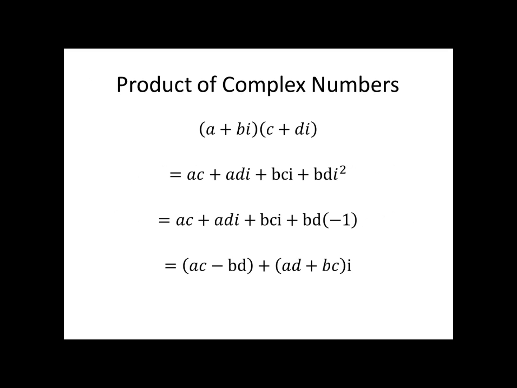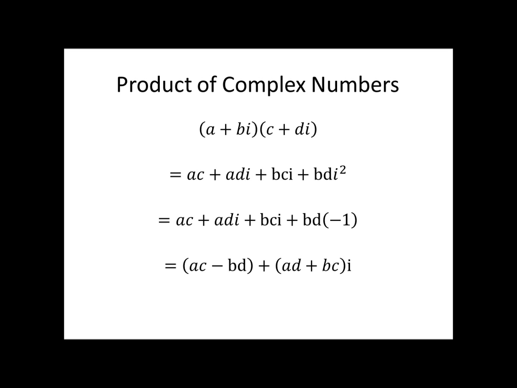When we want to take the product of complex numbers, well, this should look a lot like a product of two binomials to you, and that's really how we deal with it. We FOIL. So we get a times c plus adi plus bci, and then that last term, bi times di, becomes bd i squared. Now, that i squared, as you know, is equal to -1. So that last number is actually a real number. So it's ac minus bd plus ad plus bc i.